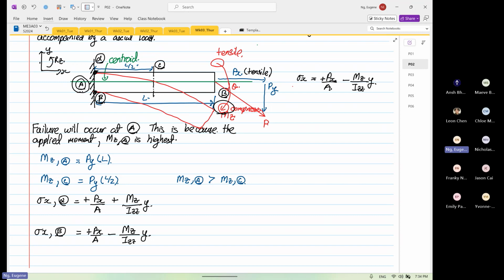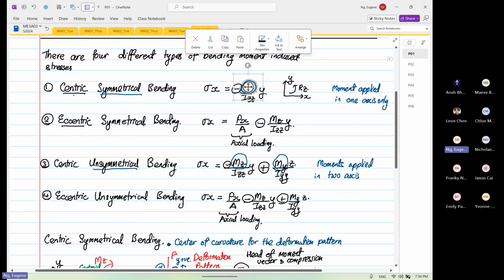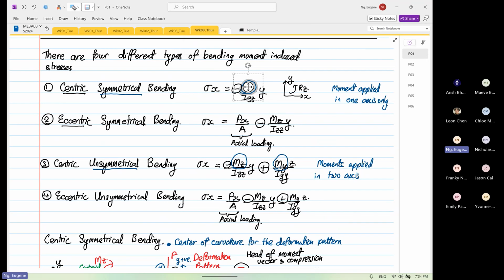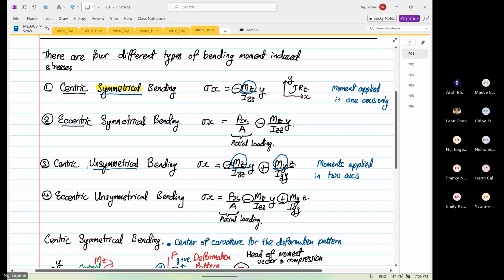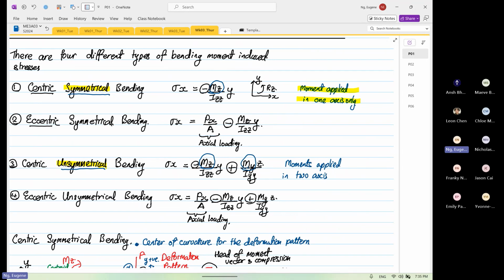Okay. Now you know visually the difference between centric and eccentric. Next, I want to focus on the term: what do we mean by symmetrical and unsymmetrical? Okay, and I already gave you a hint down here: where it's symmetrical, the moment is applied in one axis only, and unsymmetrical, the moment is applied in two axes.